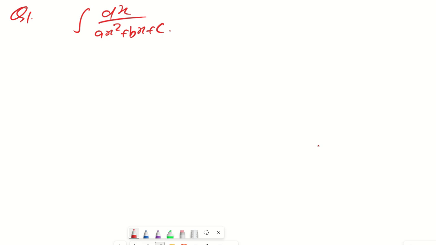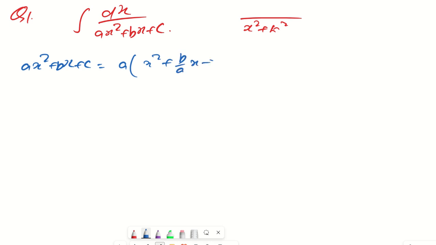What is our understanding is we have to convert it in terms of one of the known forms, let us say something by x square plus some k square, or x square minus k square, like that. So what we can do, we can represent ax square plus bx plus c as, let us say, taking a common, a times x square plus b by a x plus c by a. Now can we convert this into a square term? So yes, we can do that.